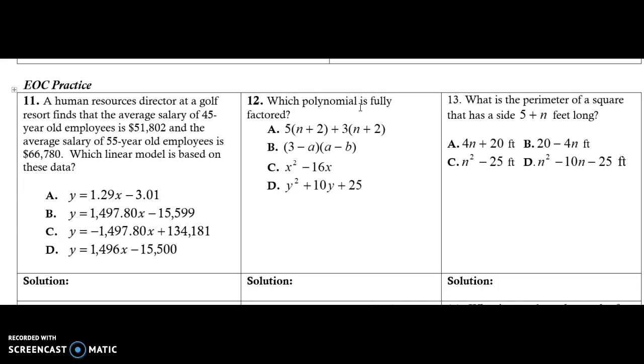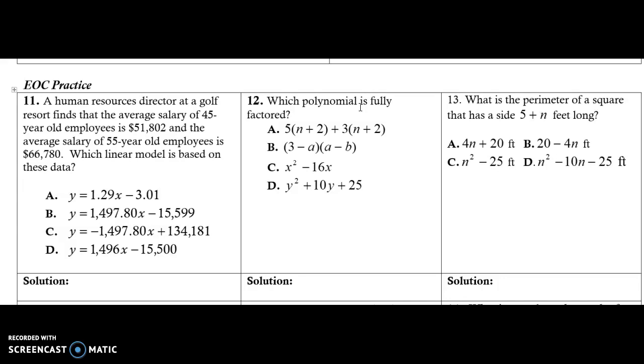So we can pick one of these points and go in a different color. We can pick one of these points, and we have an X, we have a Y, and we have an M, and we can plug everything in to solve for our new y-intercept. So Y of 51802 is equal to our M that we solved of 1497.8. Our X is 45, and we're solving for the new B.